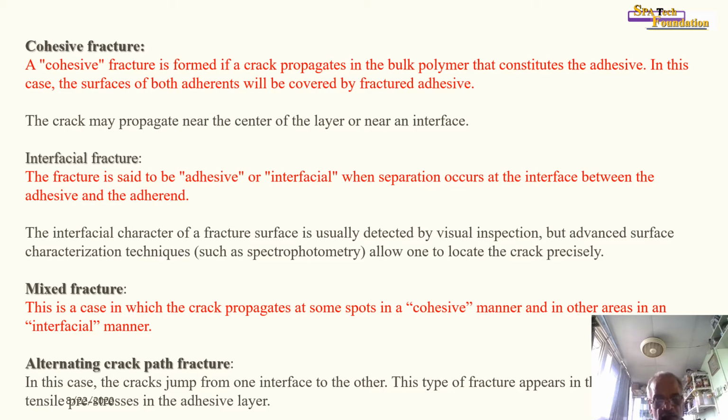Alternating crack path fracture. In this case, the cracks jump from one interface to the other. The type of fracture appears in the molecule, the tensile or percentage elongation in the adhesive layer.